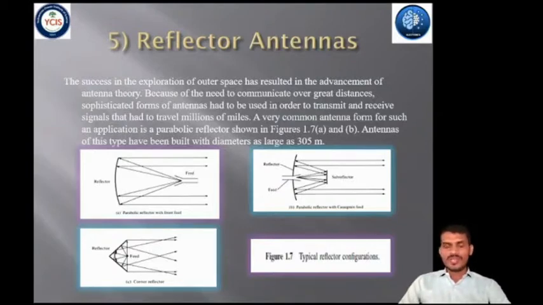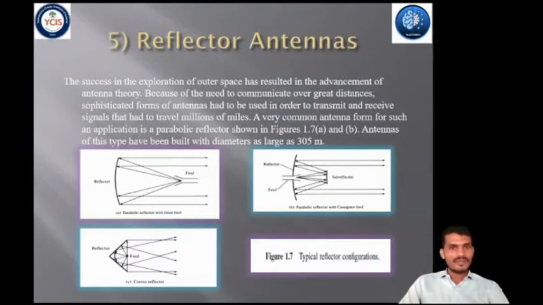So we can see that each and every reflector antenna has 2 different parts. First one is reflector, second one is feed. See, in a parabolic front feed antenna, reflector is present and also feed is present. These 2 elements are most important in the radiation of the signal from this antenna.